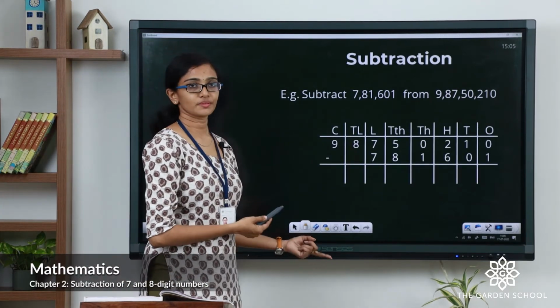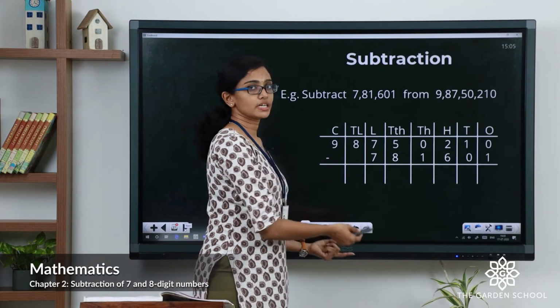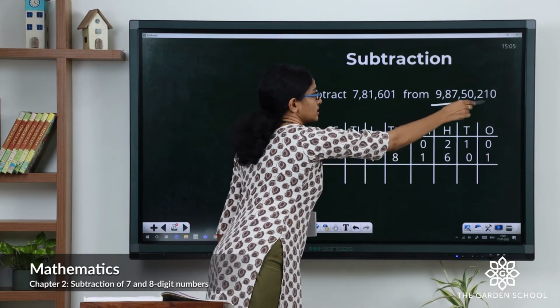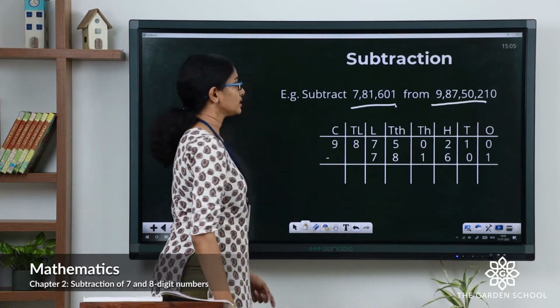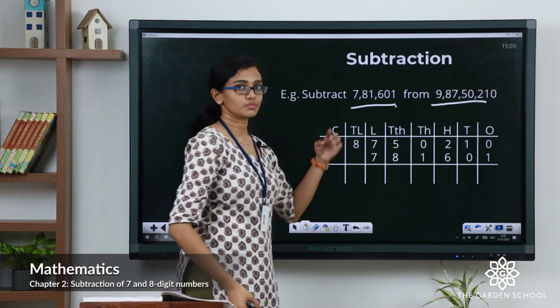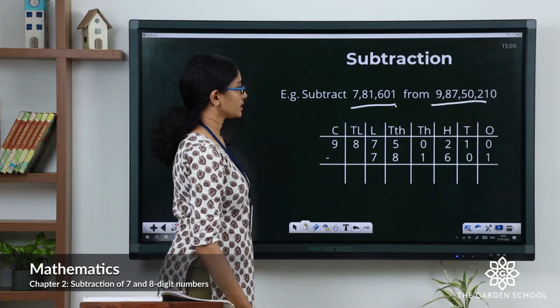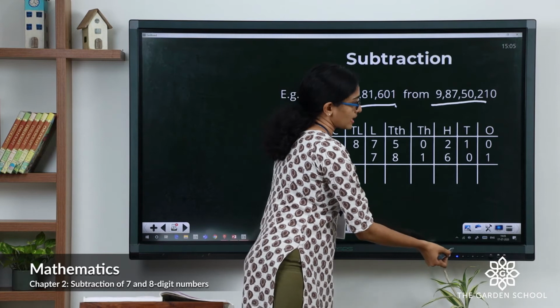Let's put the numbers on the face value chart. So which is the bigger number, or the minuend, here? This one, and this is the subtrahend. So the minuend comes at the top, the subtrahend below it. Now let's start subtracting the numbers.